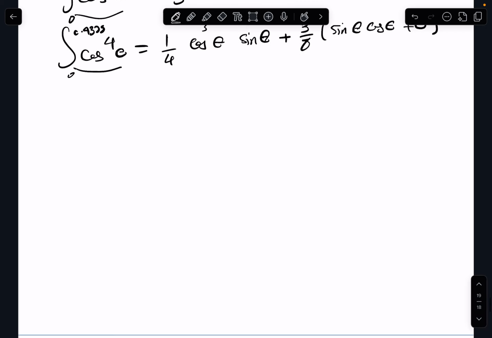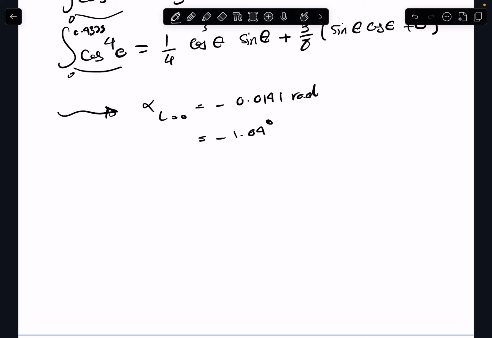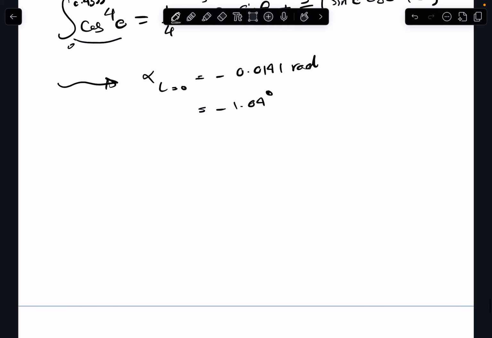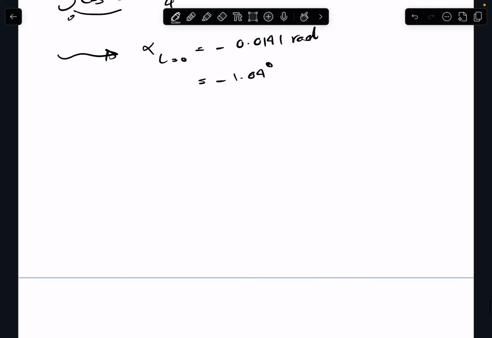Okay. If you do the calculations, you are going to end up with a zero lift angle of attack of negative 0.019 radians or negative 1.9 degrees. It doesn't really matter if you use degrees or radians, you just have to be consistent. The consistency is the key.